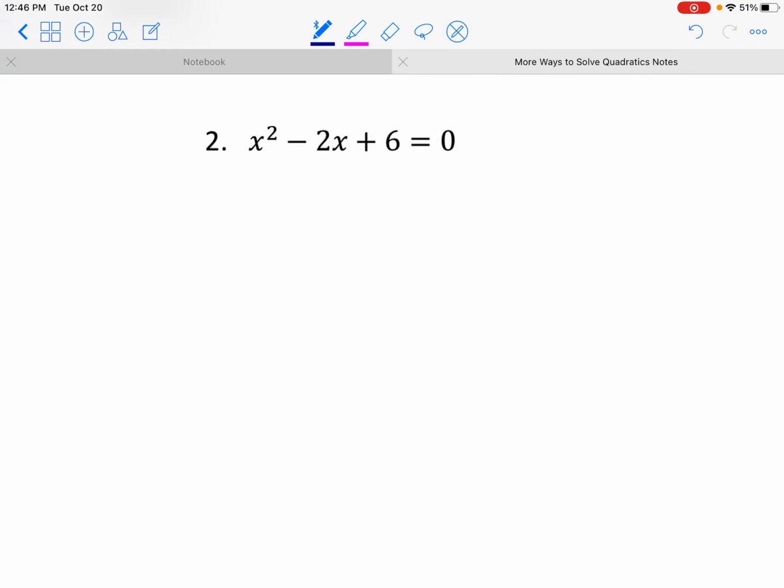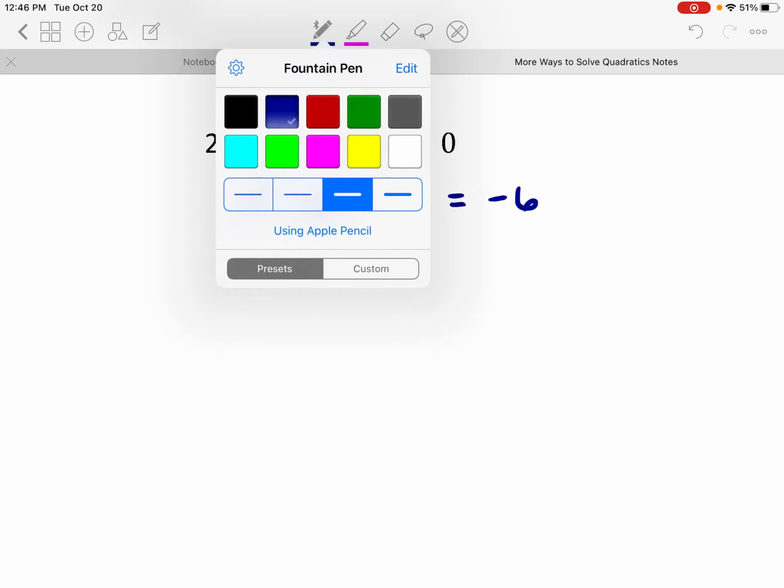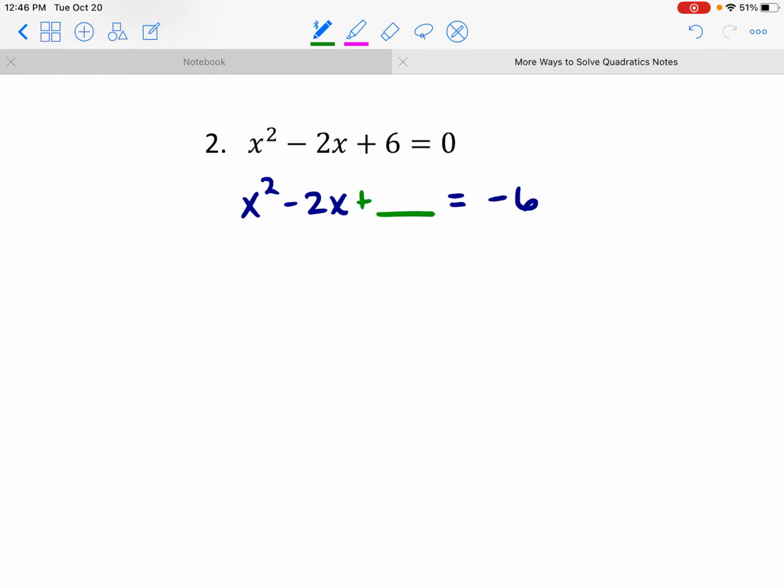And I don't know if you've seen this process before. But it's an interesting one. So again, this one, I can't square root with this guy in there, so that's no good. And I can't factor. There are no factors of 6 that are going to give me 2. So I'm going to start by moving the constant. So the positive 6 on the left becomes a negative 6 on the right. And now I want to add something to both sides of the equation so that I can factor into a perfect square on the other side.